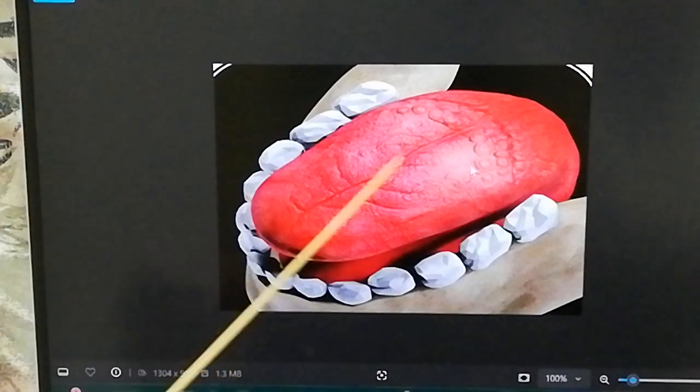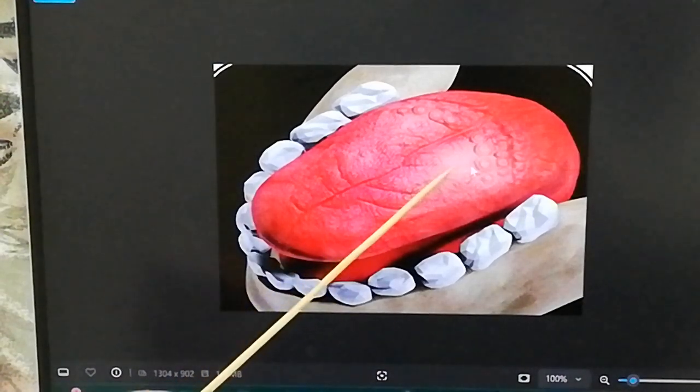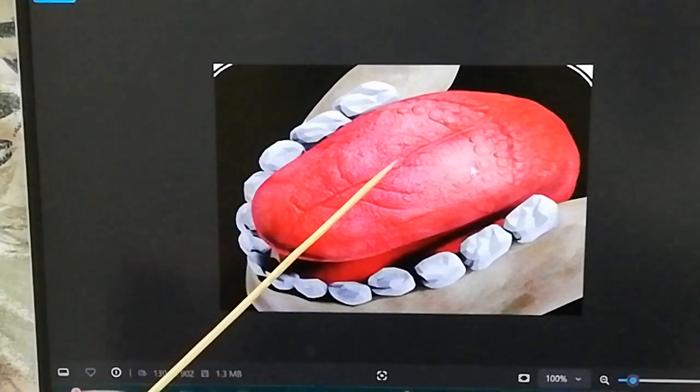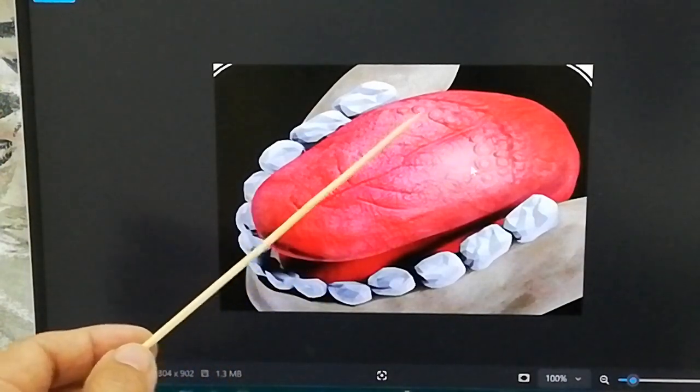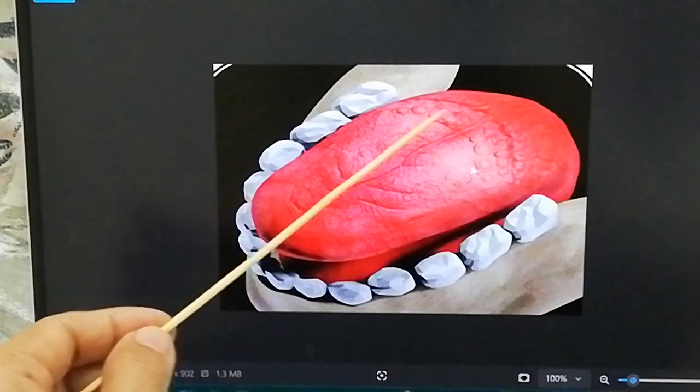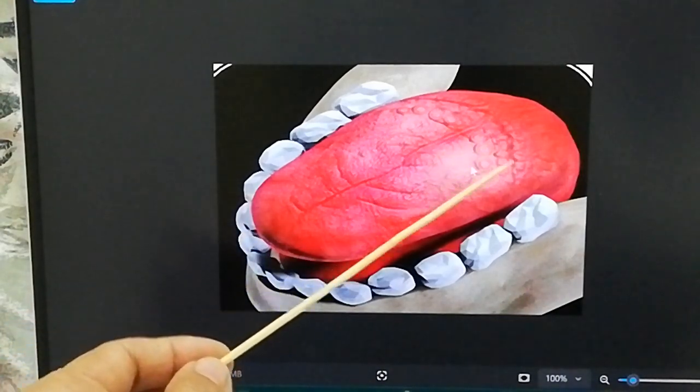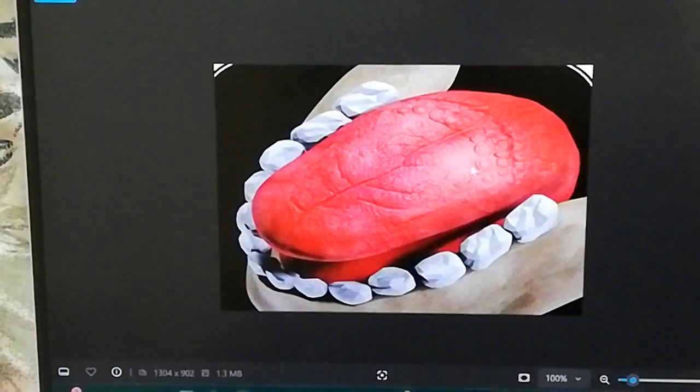Can you see the dorsum is roughened? Yes, it's due to various papillae. One of them are the circumvallate papillae, you can observe, and they are arranged along the terminal V-shaped sulcus, right?